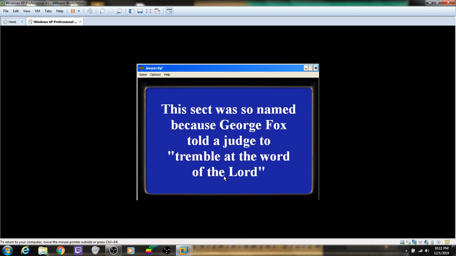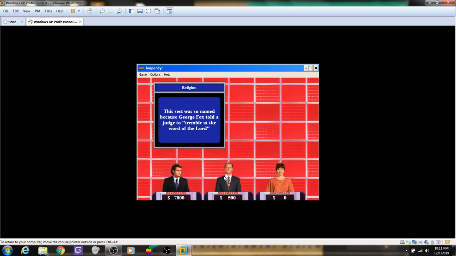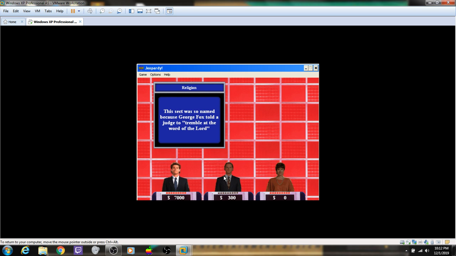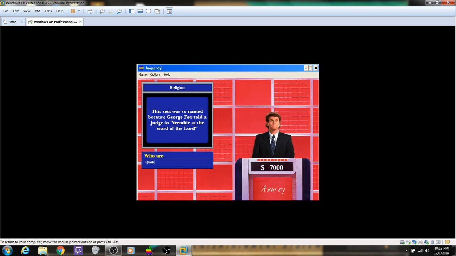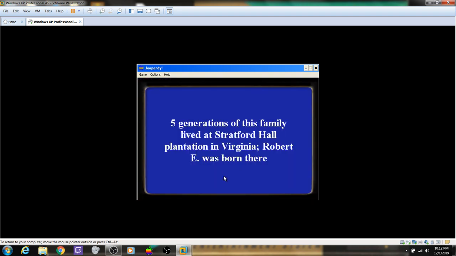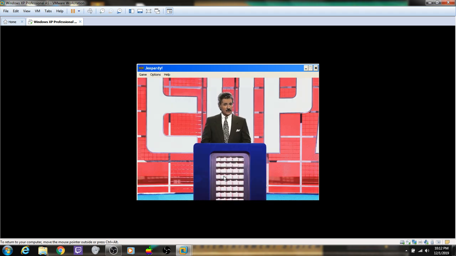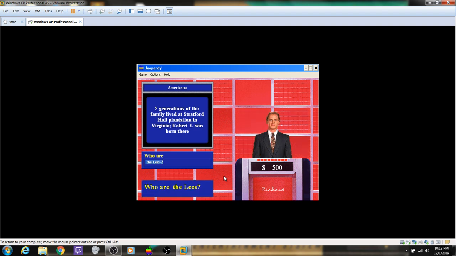Contestant number 2. Religion 200. This sect was so named because George Fox told a judge to tremble at the word of the Lord. Contestant number 2: Shakers? Sorry, that's incorrect. Contestant number 1: Who are Quakers? Yes. Americana 200. Five generations of this family lived at Stratford Hall Plantation in Virginia. Robert E. Lee was born there. Contestant number 2: The Lees. You are correct.